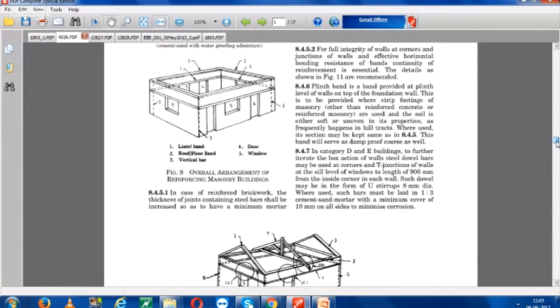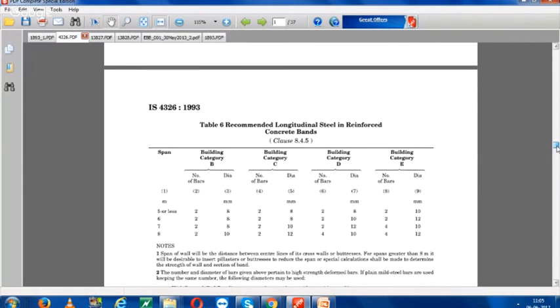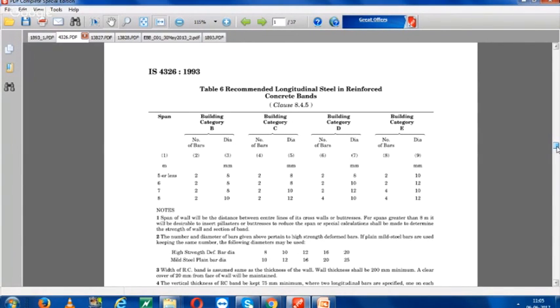So here it is also given in 4326. All the arrangements, how you need to provide lintel band, roof band. Here it is given recommendation longitudinal steel reinforcement, concrete band. Now your building category is E, number of bars.